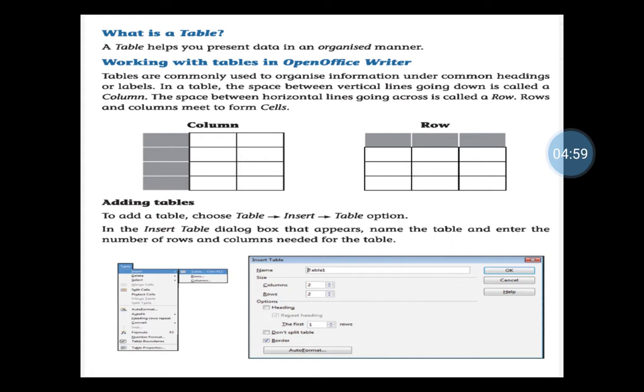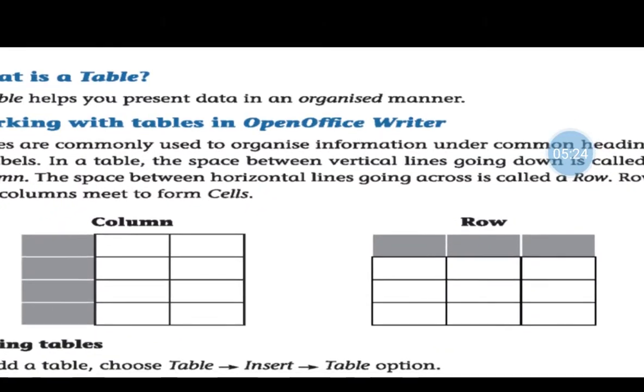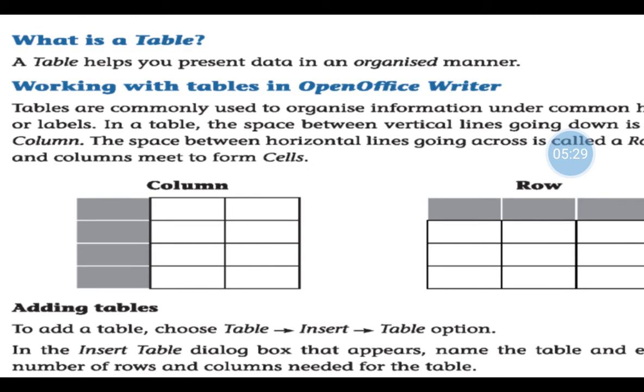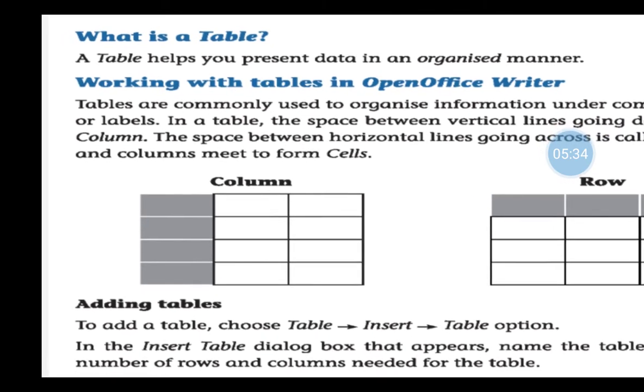Tables are commonly used to organize information under common headings or labels. In a table, the space between vertical lines going down is called a column. The space between horizontal lines going across is called a row. Rows and columns meet to form cells. In one table you can see many columns and many rows. So here, what is a column and what is a row, I'll tell you now.